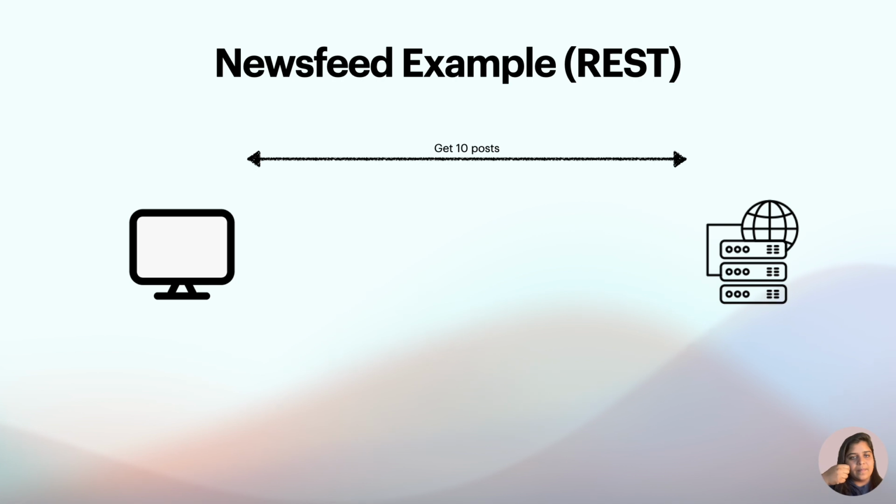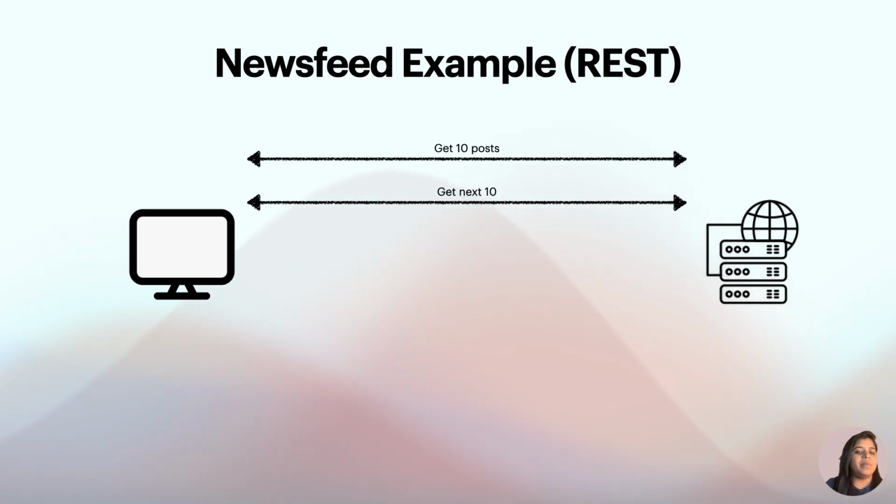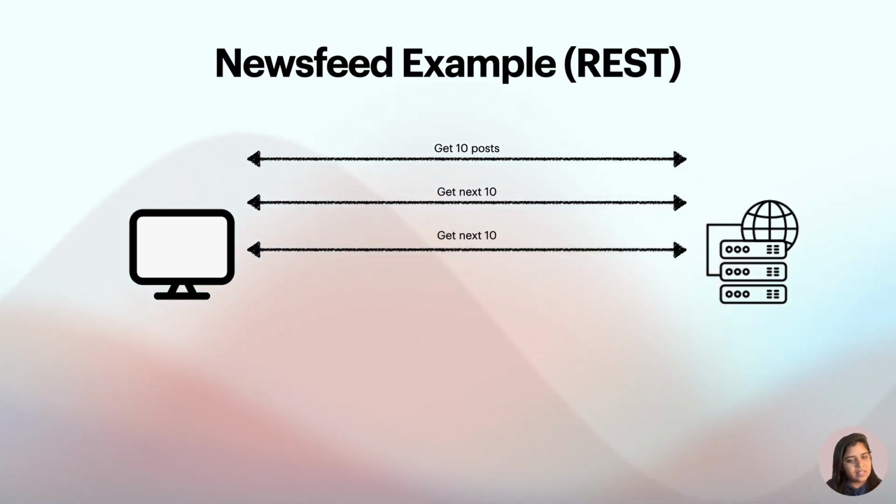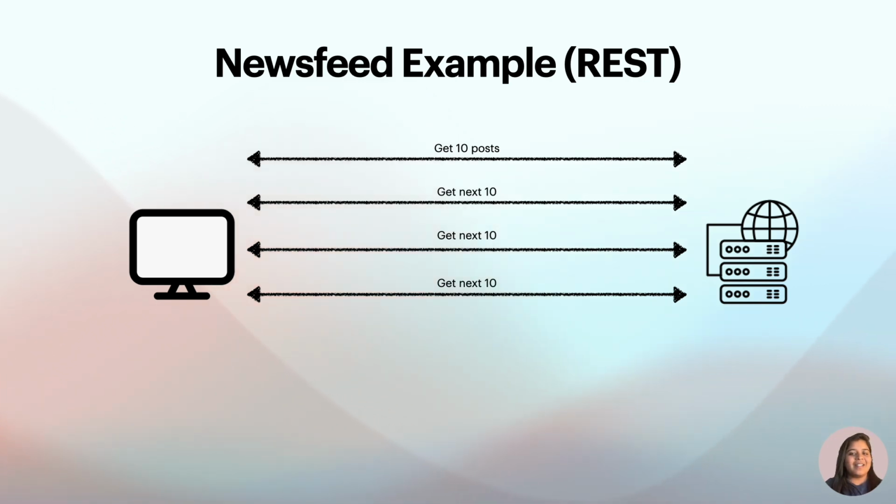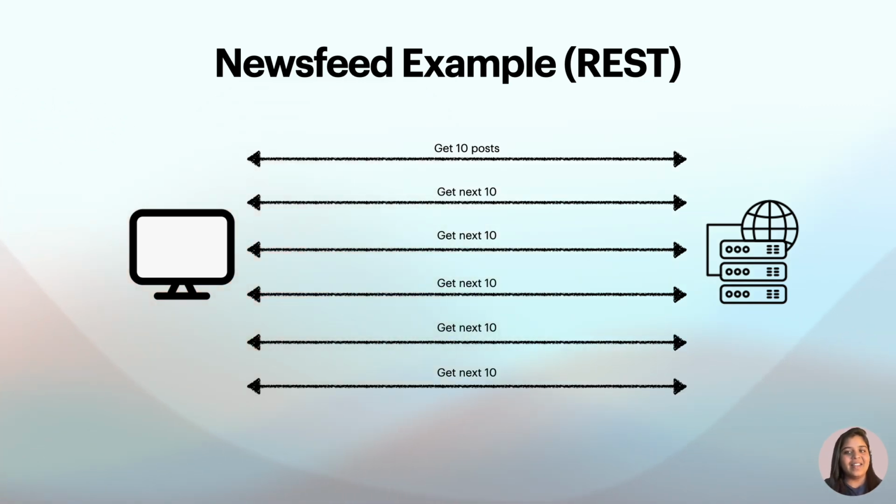You're scrolling, and so you say, hey, the user is reaching the 10th post, get me 10 more. So you say, get me next 10. Next 10. We all have our days when we're scrolling. And so you keep getting the next, and the next, and the next. Do you notice a pattern?